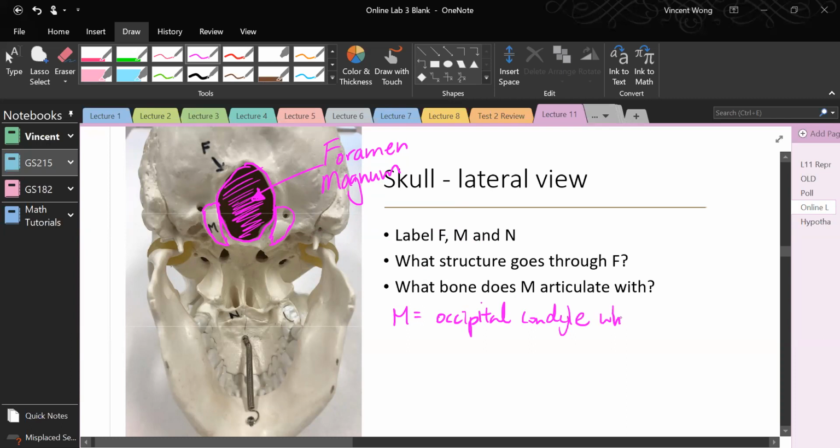Which articulate. Articulate means forms a joint. Condyles, which articulate with C1. So it allows you to nod your head. Allows us to nod the head.